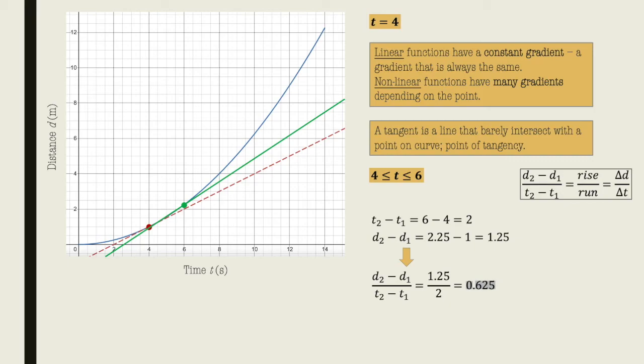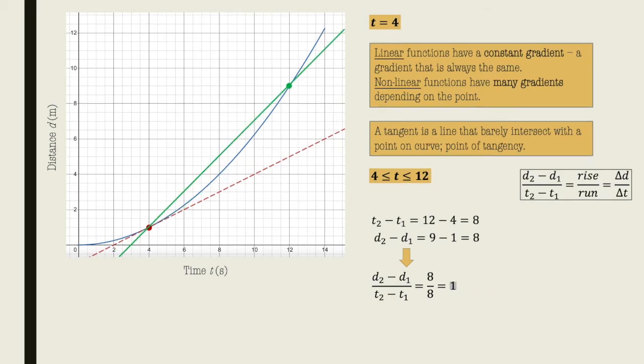Finally, we move our endpoint down one last time to t equals 6 and get a gradient of 0.625. Now look closely at the graphs. Carefully observe how this gap between the green and red lines in the top right corner is getting smaller as we bring the upper endpoint closer to t equals 4.